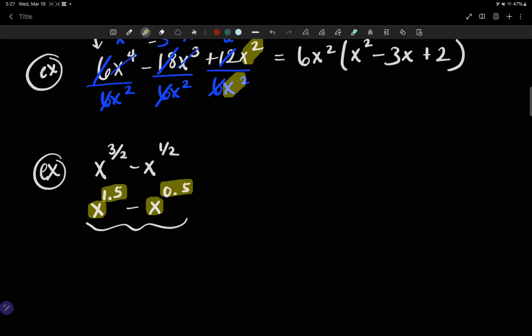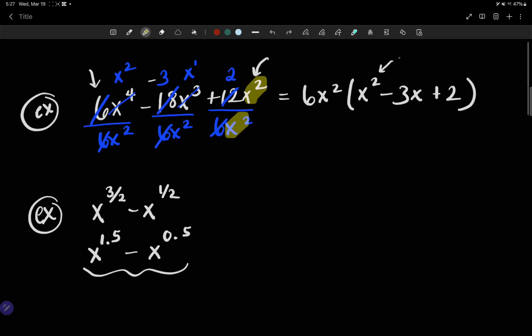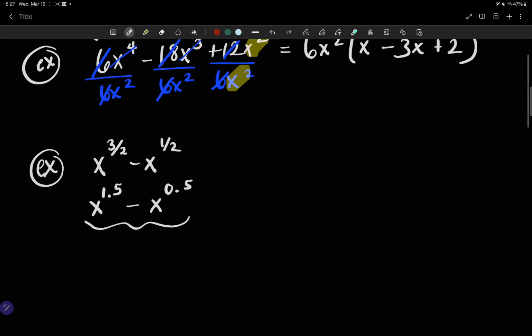So now I can look at their exponents. Looking at their exponents, which one's smaller? Because that's exactly what I did up here in this first problem. You can see that 0.5 is smaller than 1.5. So I'm going to rewrite this. I'm going to attempt to factor out the 0.5, and we're actually going to be able to do it.